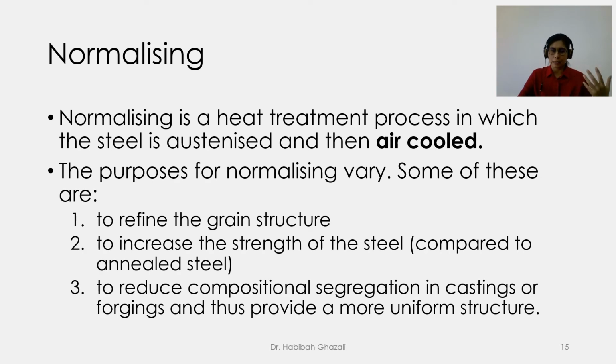There are different purposes why this type of heat treatment is done. Some of these are to refine the grain structure, to increase the strength of the steel compared to annealed steel, and also to reduce microstructure segregation. The annealing process can also be done to reduce microstructure crystal segregation, same as normalizing.